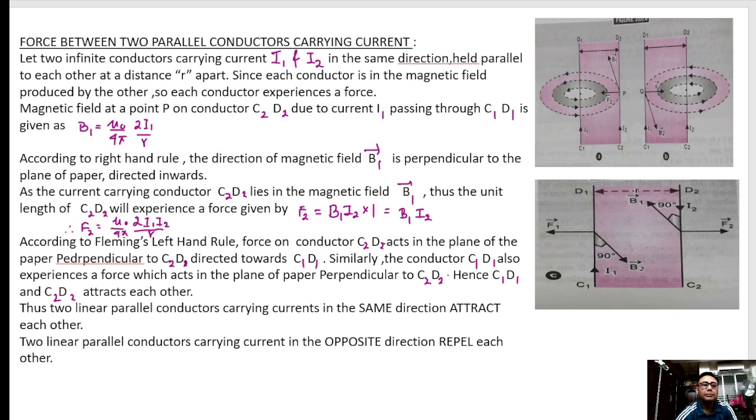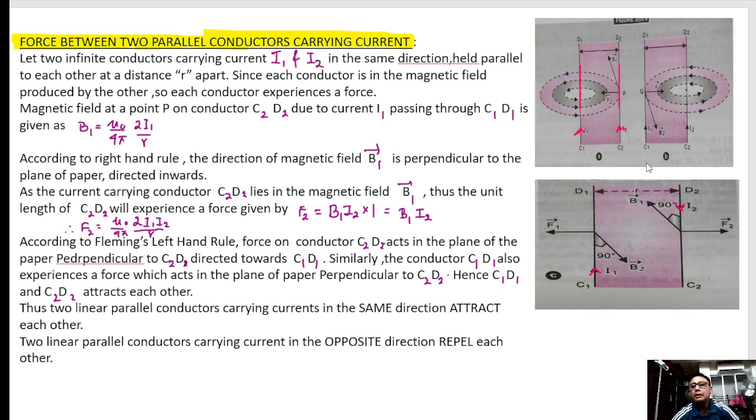Next is force between two parallel conductors carrying current. Please watch, this is a very, very important topic. So here are the two conductors, one is this, one is this. In this the current I1 is going up and in this also going up, so same direction. In this the current is going up and in this the current is coming down, so opposite direction. So we will study two different cases.